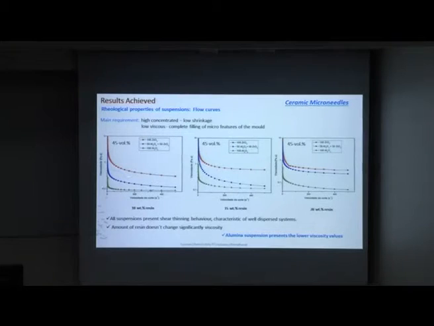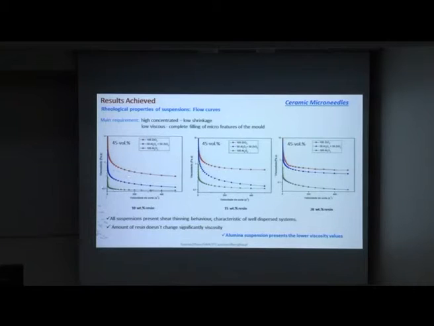So here we have the results. Viscosity versus shear rate. Sorry, this is in Portuguese. For the three suspensions we prepared, alumina, zirconia, and mixtures of both powders, presenting 45% volume solids with different amounts of resin. And what you can see is that all suspensions presented a shear thinning behavior, so the viscosity decreases as shear rate increases, which is characteristic of well-dispersed systems.